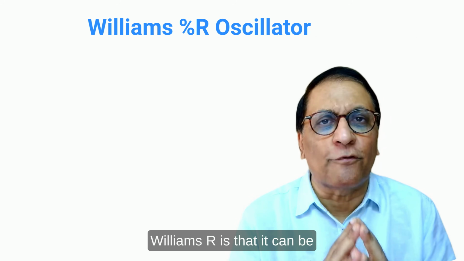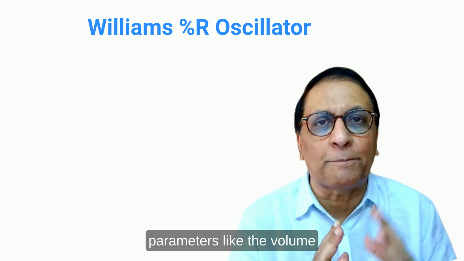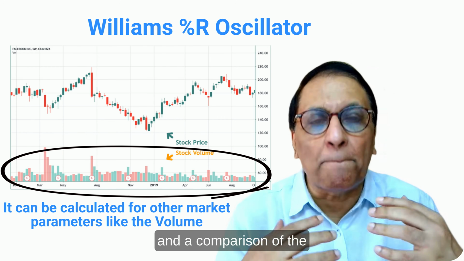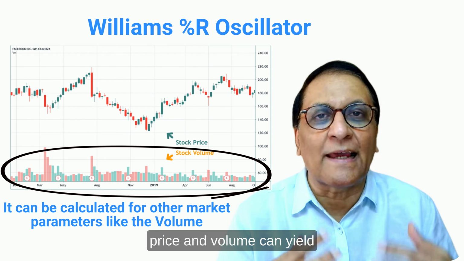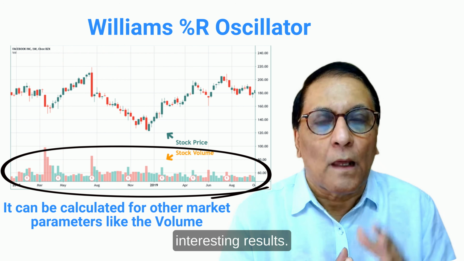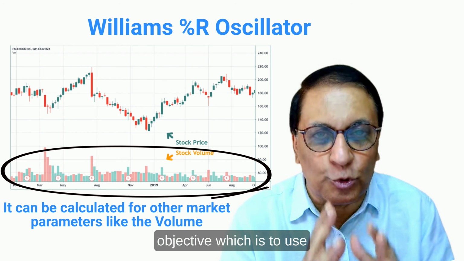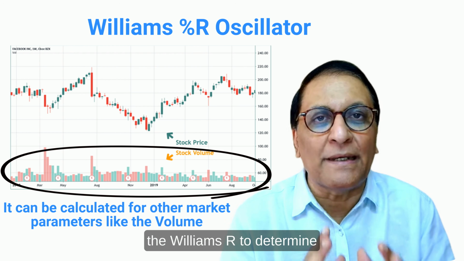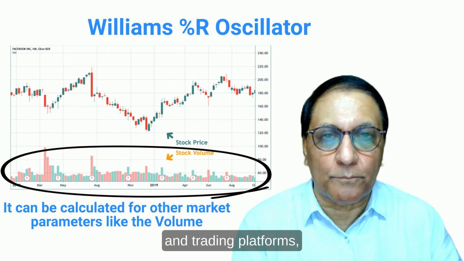Another advantage of the Williams R is that it can also be used on other market parameters like the volume, and a comparison of the movement of the Williams R on price and volume can yield interesting results. However, these are topics which are not related to our current objective, which is to use the Williams R to determine explosive moves in the market. It is available on all charting and trading platforms.